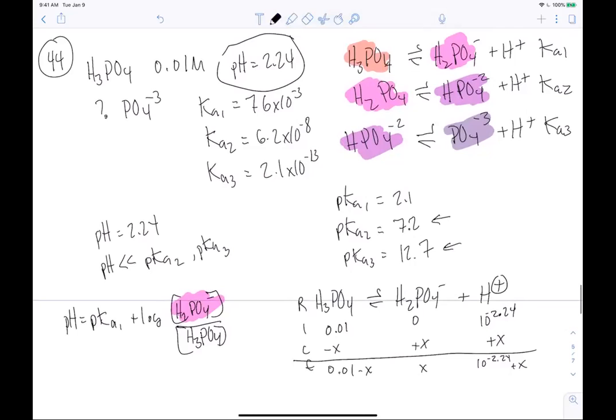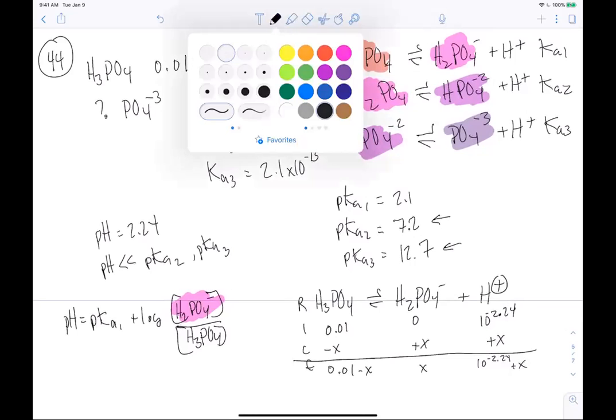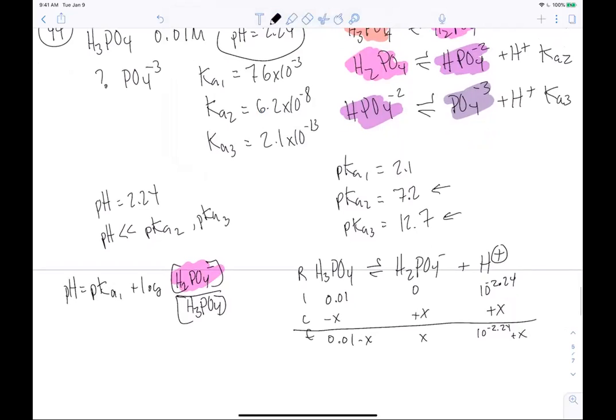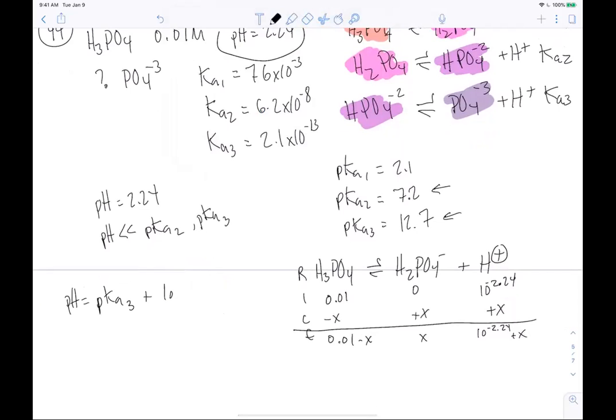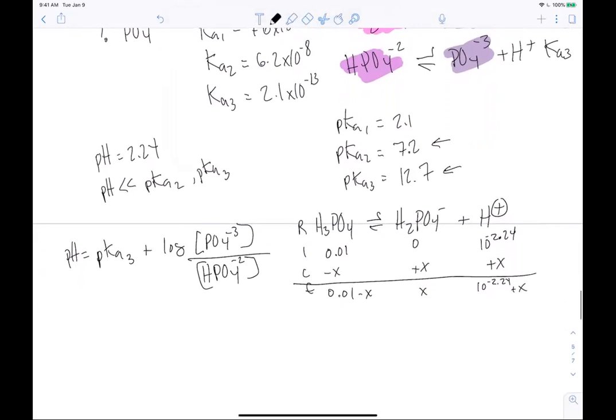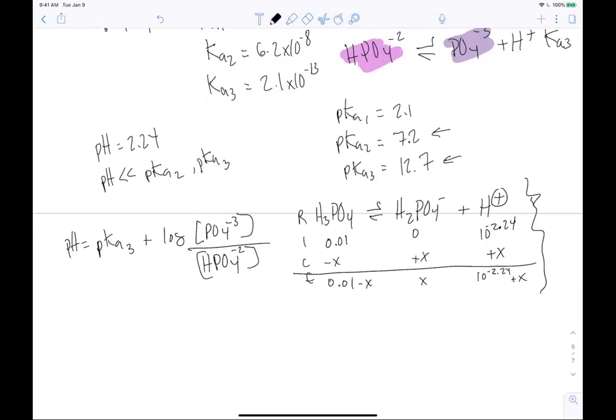Actually, that's it. I'm just a dunce. All right, here we go. Is that true? Yeah, I think you can just say, here's what you do. We can say that the pH is equal to the pKa3 plus the log of the phosphate ratio. It's like, man, the expectation that you'll do this is kind of outrageous. But this allows you to calculate it.